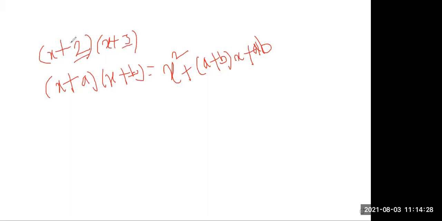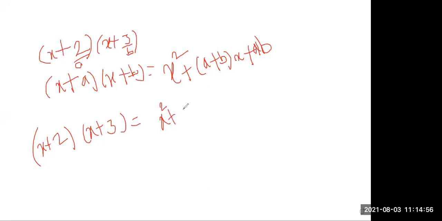Getting it? This first bracket is x plus 2, so this is your a, and here x plus 3 means this is your b. So now put the values in the formula as it is. Write x square as it is.